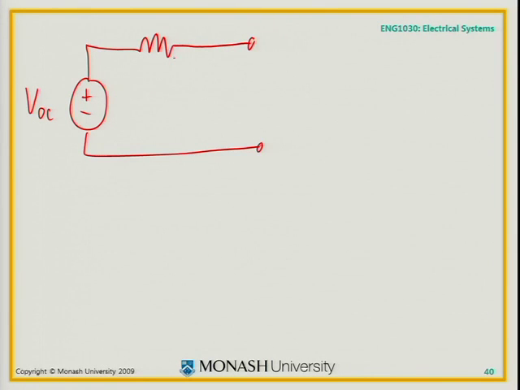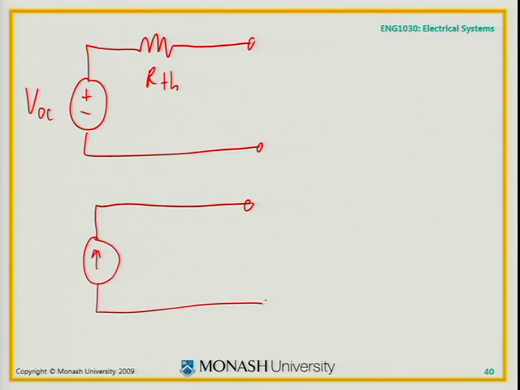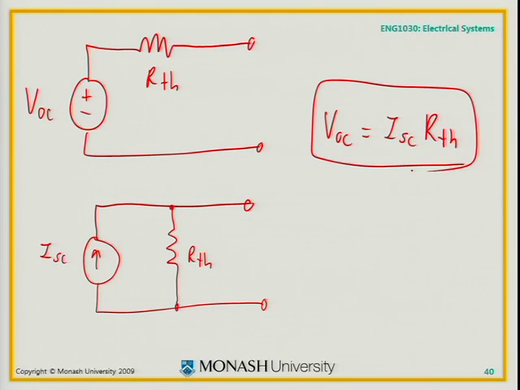So just to keep that clear, I could do VOC and R Thevenin, or I could do I short circuit and R Thevenin, and they will be equivalent provided we have this relationship: VOC equals I short circuit times R Thevenin. So that's the relationship between the parameters.